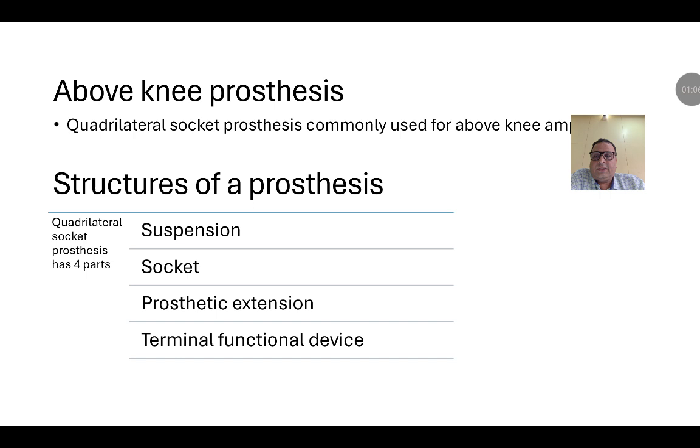Above knee prosthesis, basically it is a quadrilateral socket prosthesis. This is commonly used for the above knee amputation. So what is the structure of the above knee prosthesis? Quadrilateral socket prosthesis basically has four parts. It has a suspension, socket, prosthetic extension, and terminal functional device, or it is simply called functional device or terminal device.